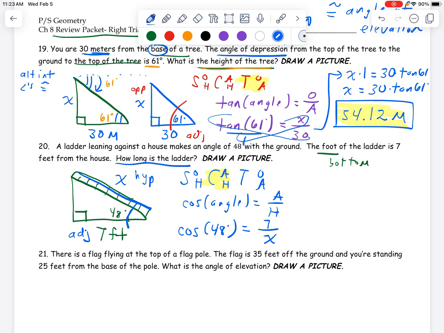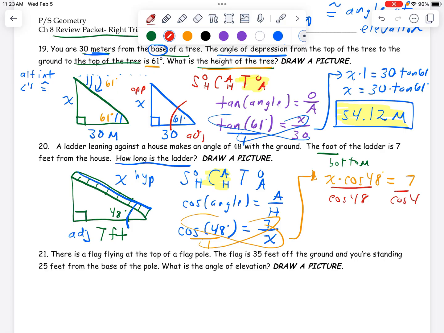Because I have the angle, we would again put this over 1 and cross multiply. This time, if I show that work, I would get x times cosine of 48 degrees equals 7. And so this time, to solve for x, I need to divide both sides by the cosine of 48 degrees. So in the calculator, I would type in 7 divided by cosine of 48. Let me do that right now.